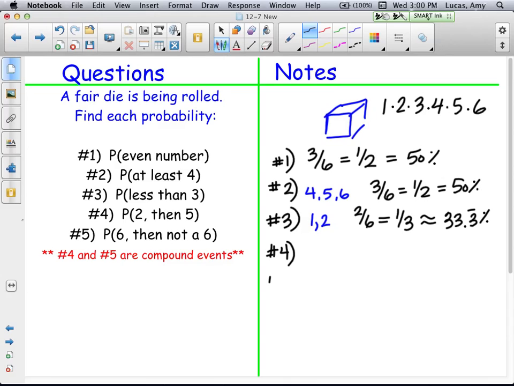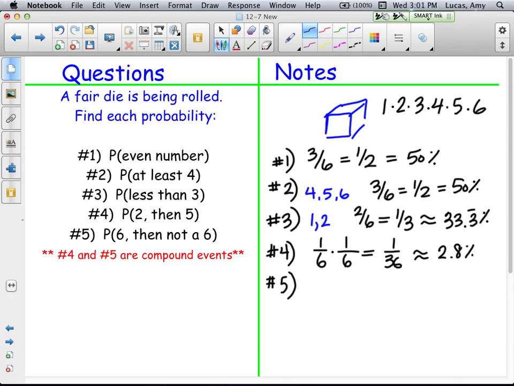Number 4 and number 5 are compound events. See a little star over here. So a 2 and then a 5. The probability of getting a 2 is 1 out of 6. The probability of rolling a 5 has nothing to do with getting a 2. That's also 1 out of 6. So 1 in 36 would be the chances of getting a 2 and then a 5. So those events don't have anything to do with each other. So it's about 2.8%. So those are independent events.